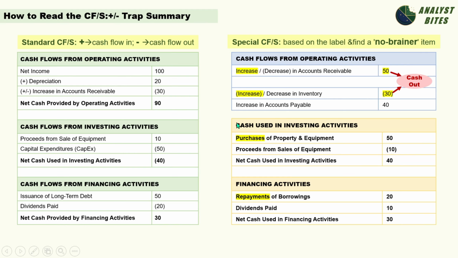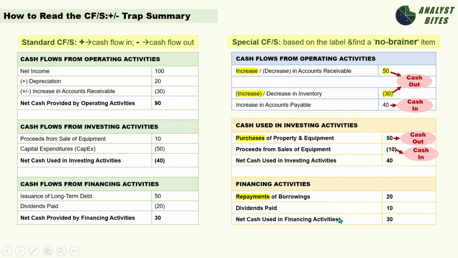So always read the text label with the sign of the numbers to determine if the cash flow is an inflow or an outflow. Look at the CFI section. Notice the header, cash used in investing activities. Since the header already sets the tone as an outflow, purchases is listed as a positive 50, and proceeds from sales, actual cash coming in, is negative 10. The net result is a positive 40, but its true meaning is a net outflow of 40.